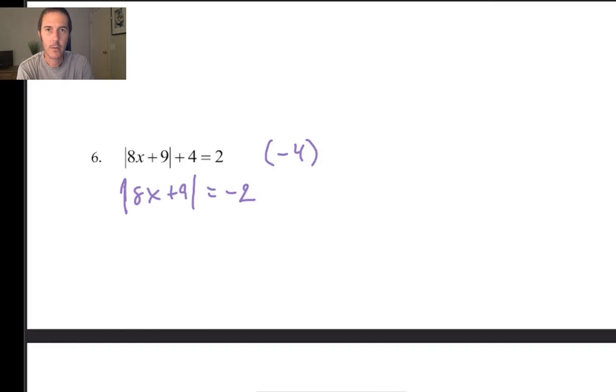Are you thinking split it up into two separate equations where the first equation is equal to -2 and the other equation is equal to +2? If that's what you're thinking, you're wrong. Sorry, I walked you right into that one.